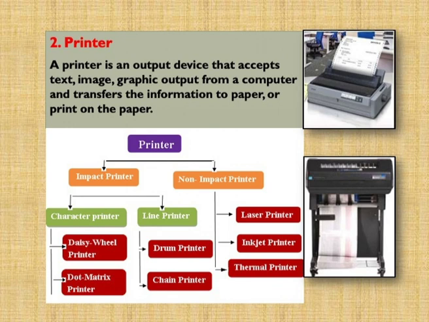Character printer type of printers basically print one character at a time, and line printers basically print one line at a time. And under character printer we have types of printers like daisy wheel printer, dot matrix printer. You can see a dot matrix printer here. A dot matrix printer basically consists of a print head which consists of different types of characters, and the print head touches the paper and does the printing.